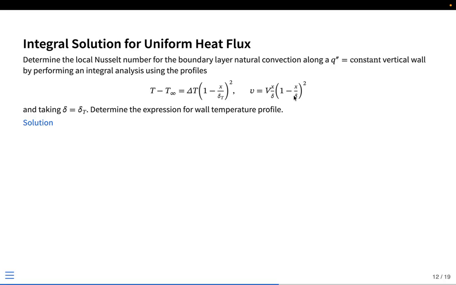Of course, assume delta to be delta_t. And why do we need that assumption? It is because we have only two equations, one the momentum integral equation, and the other one the energy integral equation. So I can only solve for two unknowns. One unknown would be this delta, and the other unknown would be the reference velocity or the reference temperature. So I cannot solve for everything together.